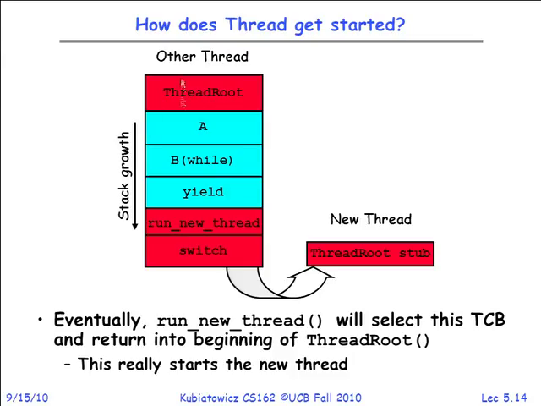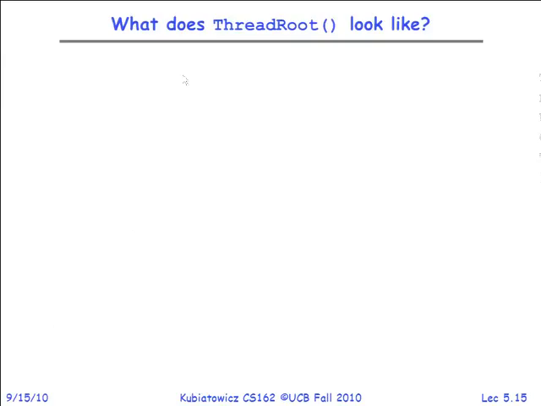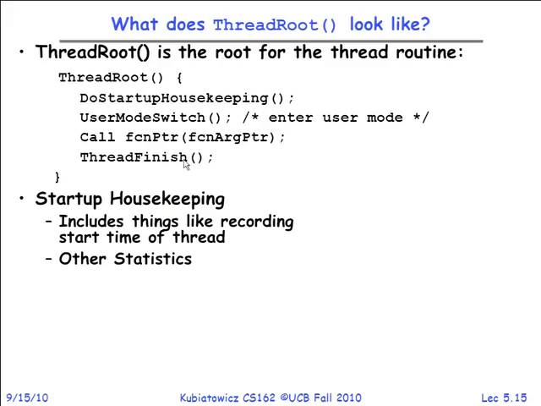Okay, and here's that procedure, by the way. So what does thread root look like? It does some startup housekeeping. It switches to user mode. It calls the function pointer on the arguments, and then it executes finish. Okay? So what is the startup housekeeping? Well, I don't know. It includes things like start time of the thread, other statistics.